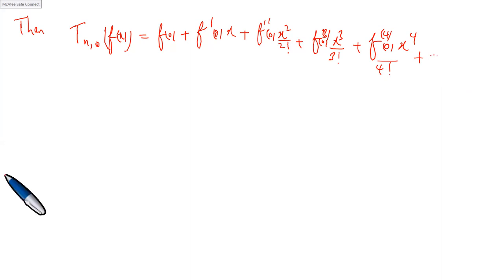And then it goes on here because now you have the nth derivative of that. Right, we have the nth derivative of that here. Right, so this is the nth derivative. Okay, so what do we get out of this?